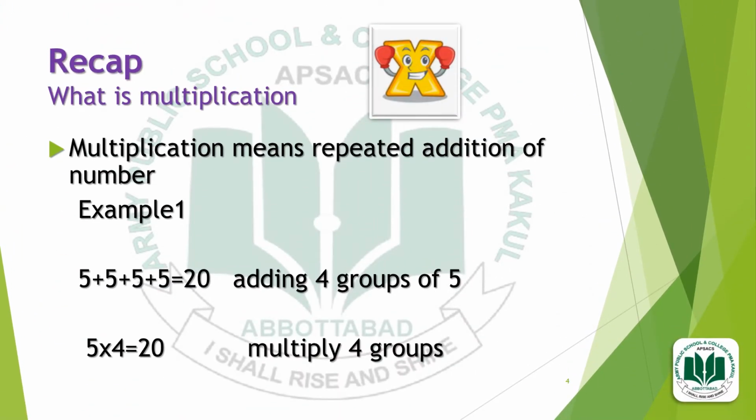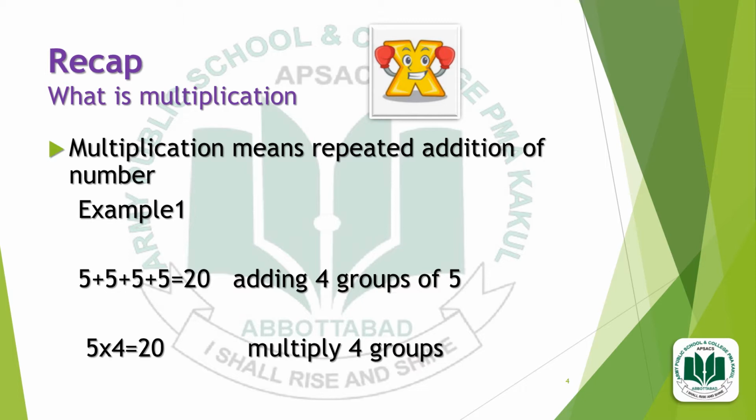Let's have a recap of this topic. What is multiplication? Multiplication means repeated addition of number. For example, if you have to add any number many times, instead of adding again and again, we will multiply the number. Here is an example. Suppose you have to add 5 plus 5 plus 5 plus 5 which is equal to 20, means adding 4 groups of 5.